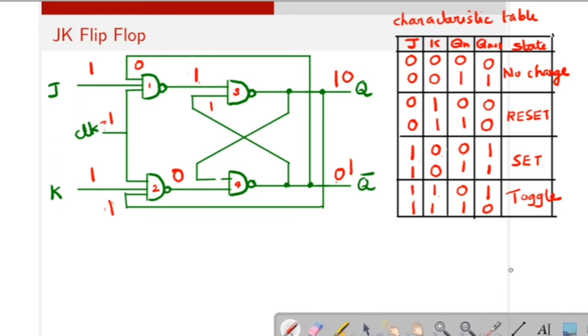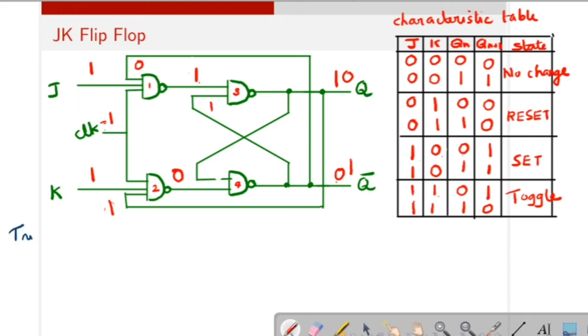Clear? So by analyzing this characteristic table, we can understand that when both inputs are 0, the next state is the present state itself, Qn itself. When J is equal to 0 and K is equal to 1, it goes to the reset state, and when J is equal to 1 and K is equal to 0, it goes to the set state. When both inputs are 1, it is a toggle condition. That means it is the complement of the present state, so we can write Qn bar.